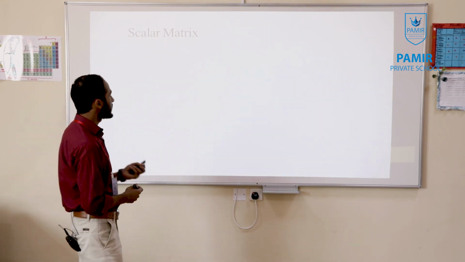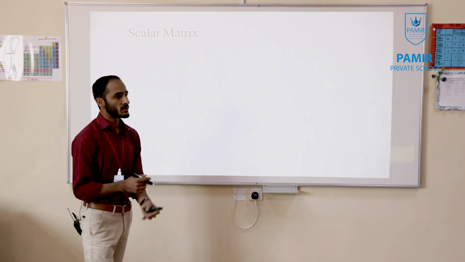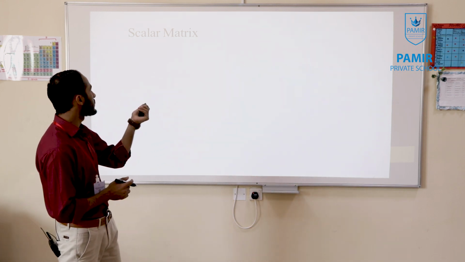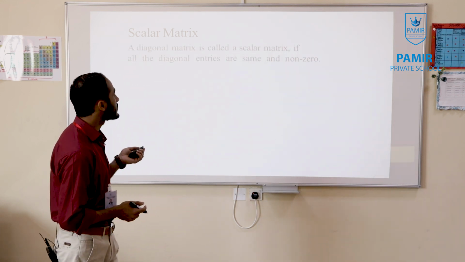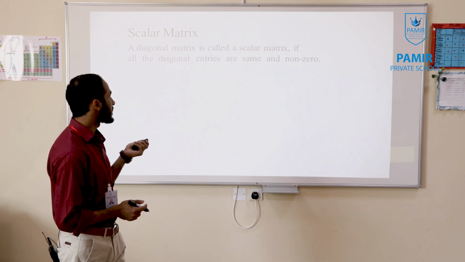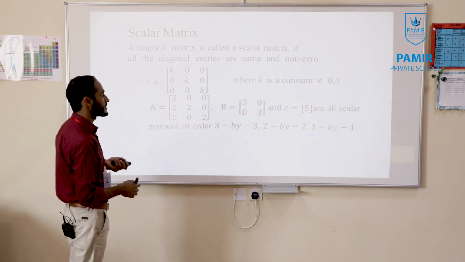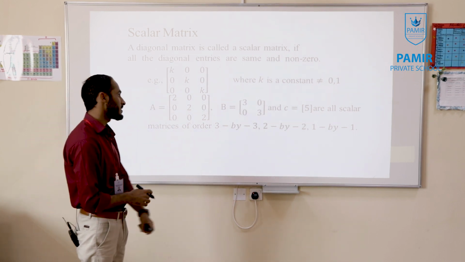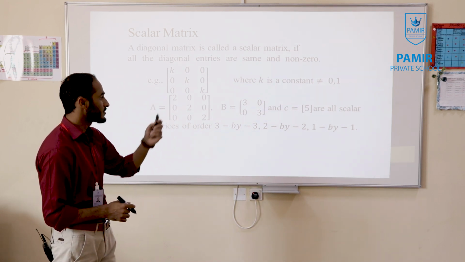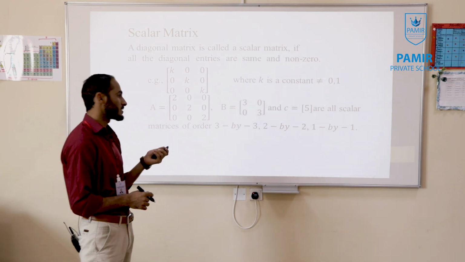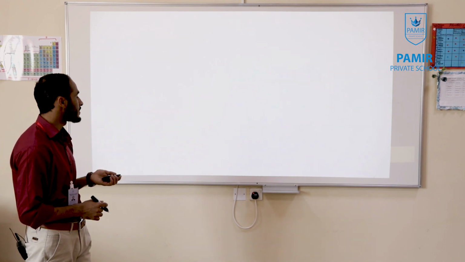And now we have the scalar matrix. A scalar matrix is similar to the diagonal matrix, but with an additional property. When the diagonal entries are the same, we call it a scalar matrix. Like here, in matrix A all diagonal entries are the same and the order of the matrix is 3 by 3. Also in the second matrix B the diagonal entries are 3 and 3, the same entries. Then we call them scalar matrices, as given in the example here.